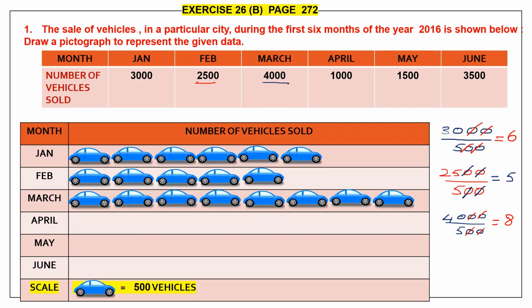Now April has 1,000. So let's divide 1,000 by 500.